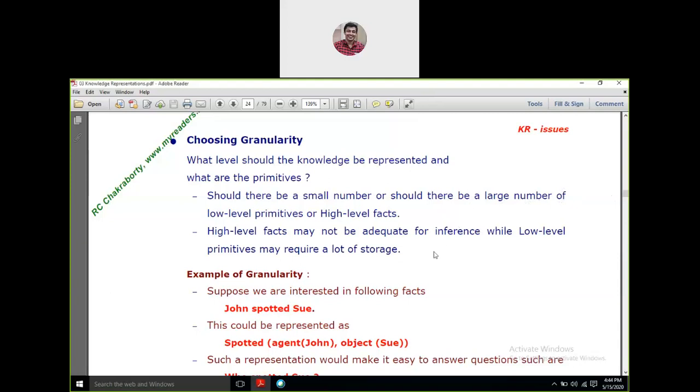Okay. Hi. Am I audible? Am I audible? Can you hear me? Okay. I hope you can see the screen also. Right? The screen is also visible to you. We are at the choosing granularity slide. Okay. Fine.